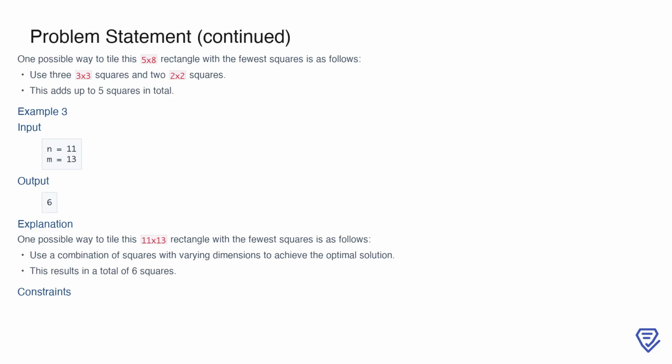In the next example, with n equals 11 and m equals 13, the output is 6, meaning 6 squares are sufficient to tile the rectangle. Here, the solution involves using a combination of squares with various dimensions to achieve the optimal result, ensuring that the total number of squares remains as low as possible.